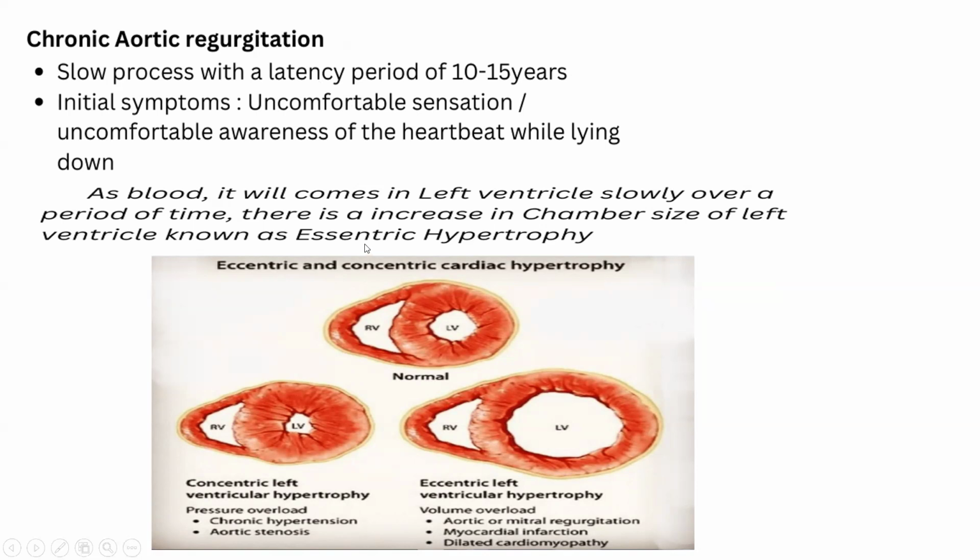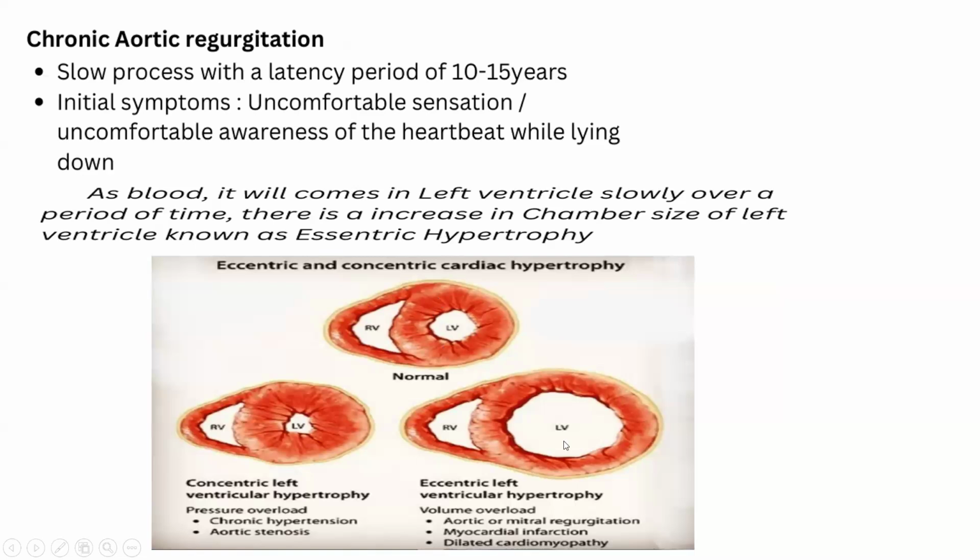So in chronic aortic regurgitation, the blood is coming into the left ventricle slowly over a period of time. So there is an increase in the chamber size of the left ventricle, and this is known as eccentric hypertrophy. The spelling is ECC, not ESS. Eccentric hypertrophy is a type of heart muscle thickening where the heart chambers enlarge and the heart wall thickness is also increased. You can see that normally this is the left ventricle chamber and this is the left ventricular muscle.